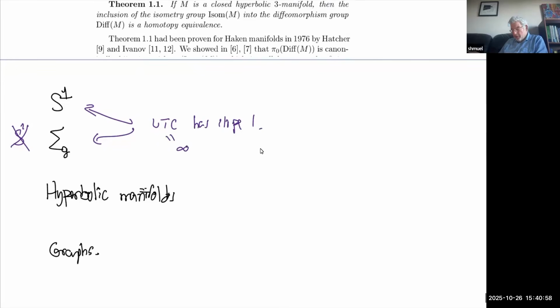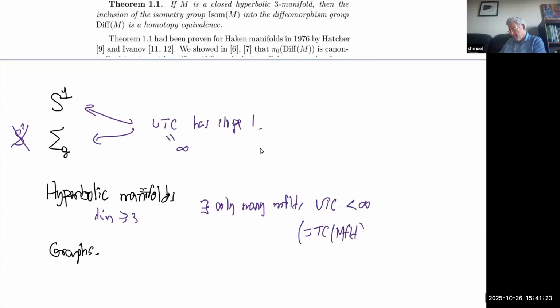But for hyperbolic manifolds of dimension equal to or greater than 3, there exist infinitely many manifolds whose universal topological complexity is bounded. In fact, I think it's equal to the topological complexity of the manifold. But certainly not always.